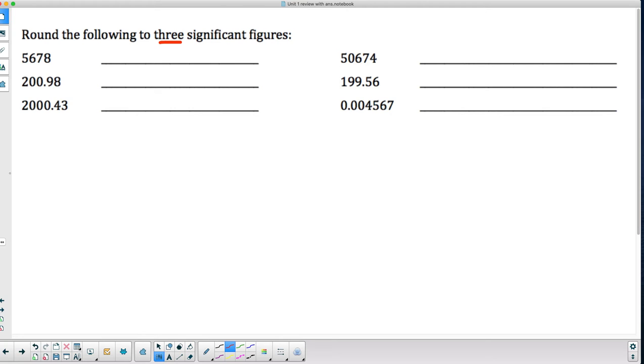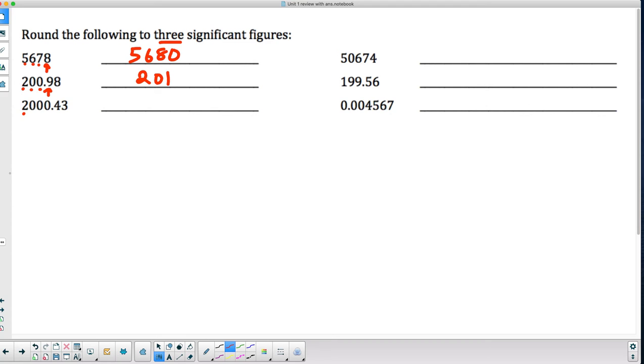That means for each one of these, I'm going to start counting from the left-hand side, the leftmost non-zero number. So I start here and go 1, 2, 3, and I check to see if it's 5 or higher, which it is. And then I replace the 8 with a 0 after I bump the 7 up to an 8. So let's do the same thing for this one here. 1, 2, 3. I check to see if it's 5 or higher. That means I end up with that.